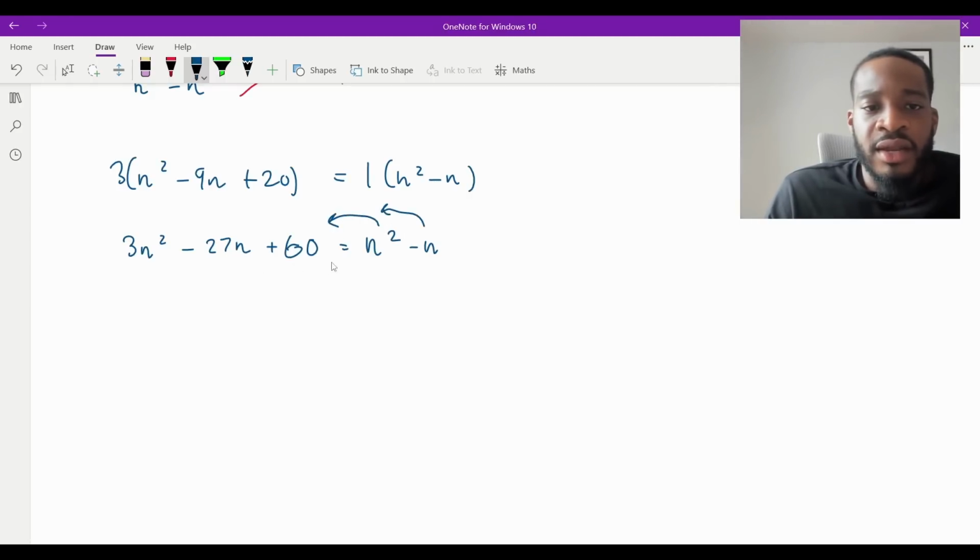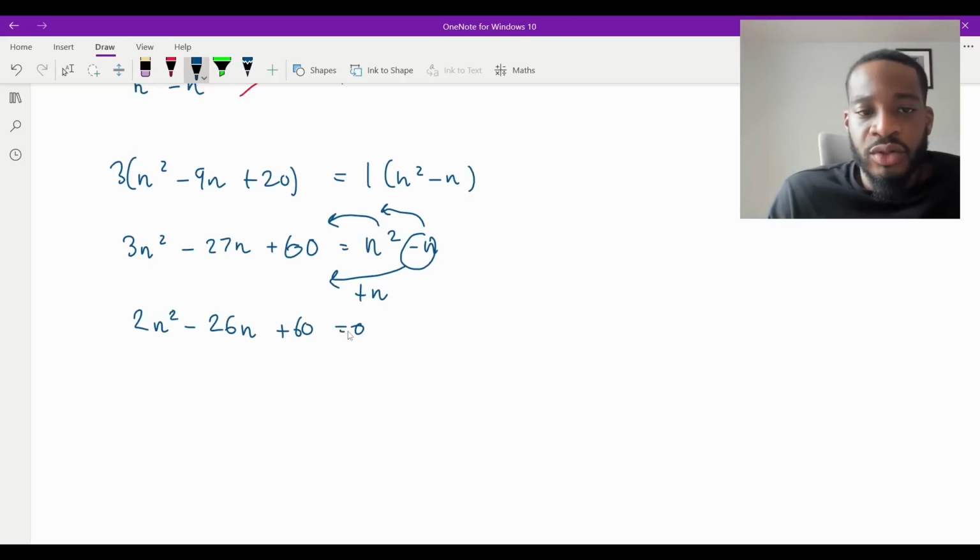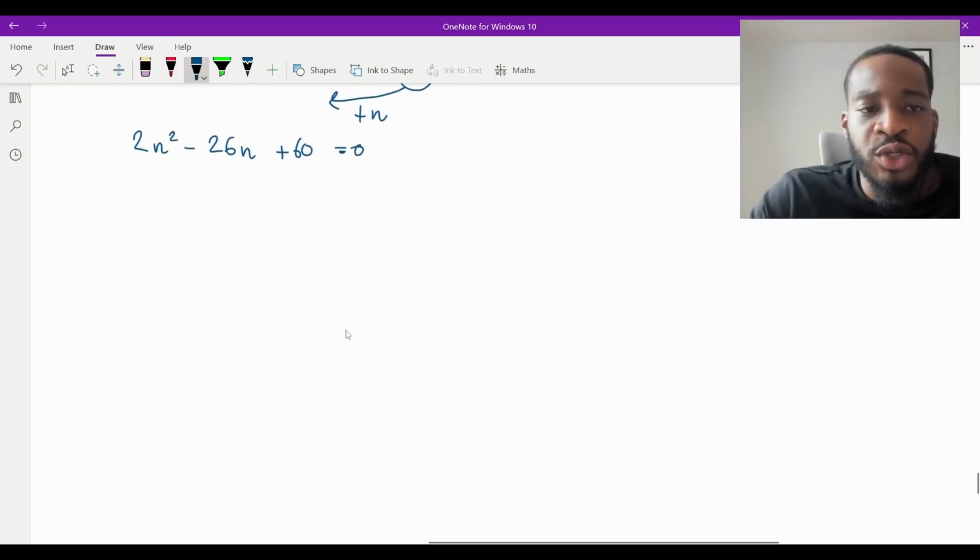So if I do that, then the n squared, if I take that from the 3n squared, that will just give me 2n squared. And then if I do this one, this minus n will turn into a plus. I'm going to add on n to minus 27n. That would be minus 26n, wouldn't it? And then that would just be plus 60. And then it equals to 0. So we are here now. Now, what do we do from here?